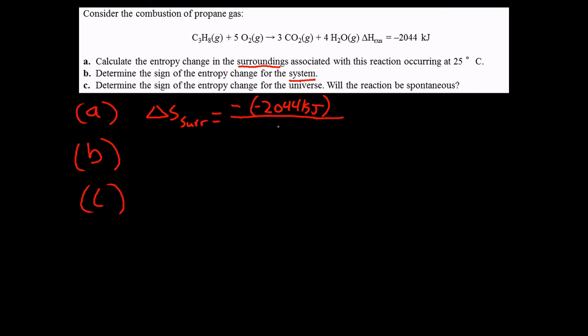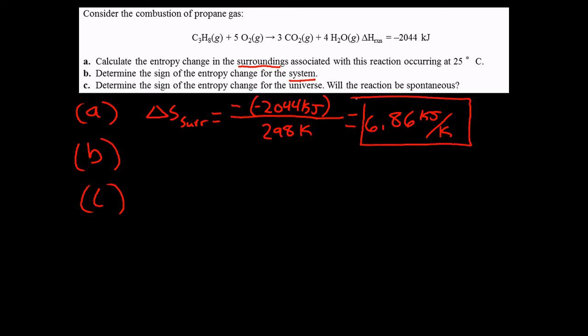It needs to be in Kelvin. Anything involving entropy needs to be in Kelvin. 25 degrees C is 298 Kelvin, just adding 273 to that number. And if I do that math real quick, the two negatives are just going to cancel each other out. So we're going to have 2044 divided by 298, and that is going to be 6.86 kilojoules per Kelvin.